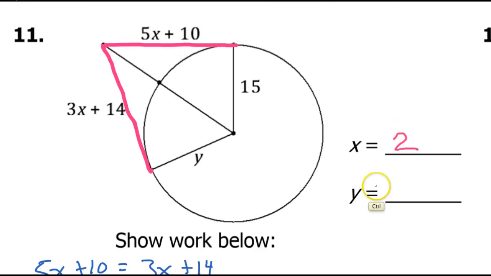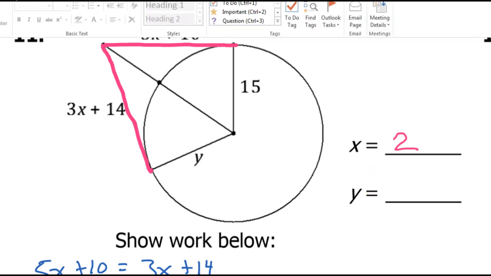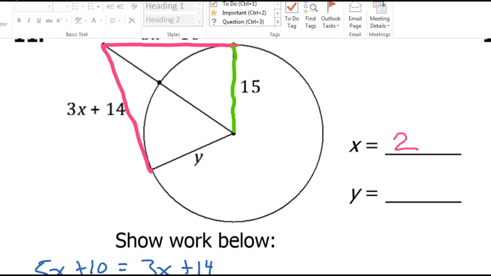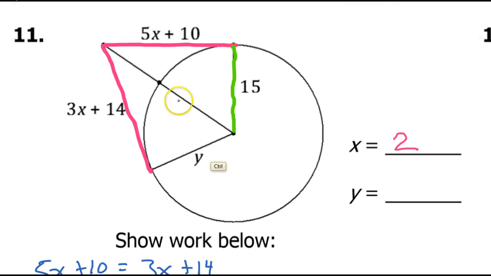All right, so now I'm supposed to find y. Well, y does not actually take any calculation because all radii are congruent. And this green segment is a radius, and this purple segment is also a radius. So they have to be equal, obviously. So that tells me that y is 15.